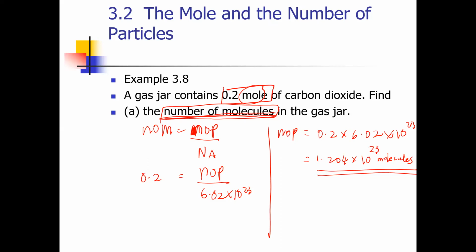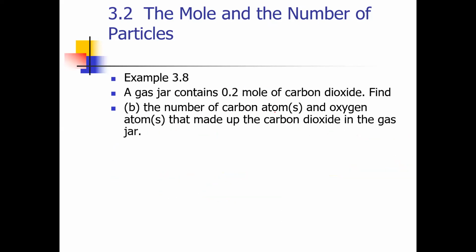Okay, now the next question is a trick. Not trick, it's a harder question. Now they're asking you, what is the number of carbon atoms and what is the number of oxygen atoms that made up the carbon dioxide in the jar? Okay, so I'm going to do it with you slowly. I'm just thinking, how should I break it to you?